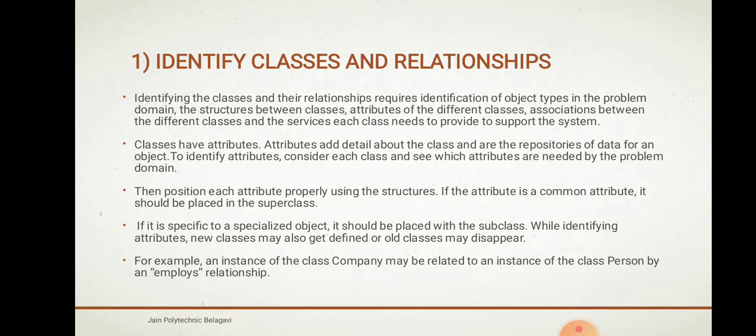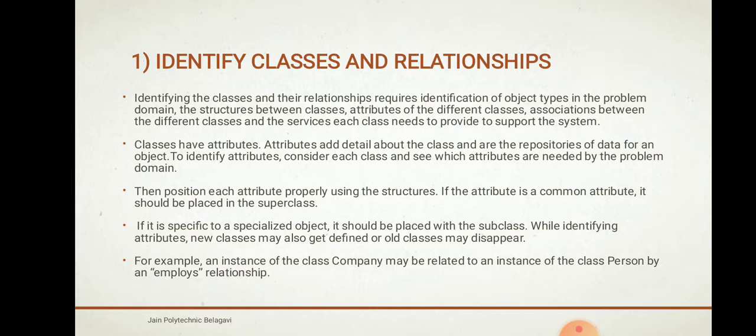Now the first phase is identify classes and relationships. First, we have to identify the different classes that are needed and their relationships, which requires the identification of object types in the problem, as well as the structure between the classes and attributes of different classes. Now classes, as we know, a class is an abstract data type, so they have attributes. Attributes add detail about the class as well as serve as repositories of data for an object. Now to identify attributes, consider each class and see which attributes are needed by the problem domain. So this is how we identify the attributes.